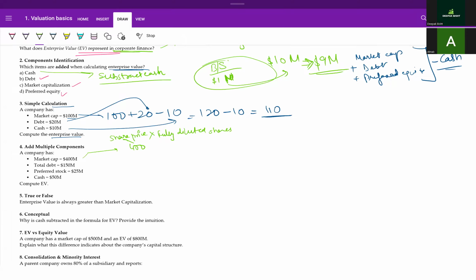So market cap, we add the total debt into it. We add the preferred stock and we subtract the cash. So this will give us 570, then we subtract 25, so this will give us $525 million.